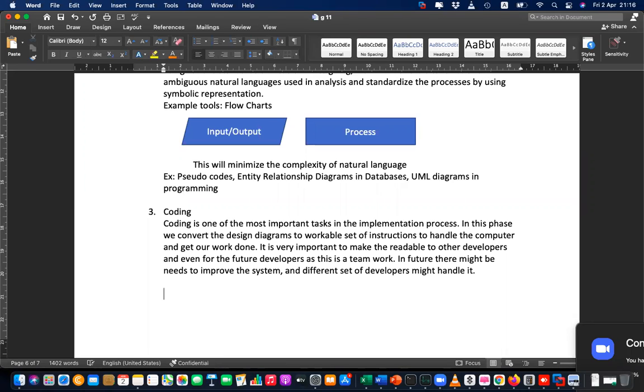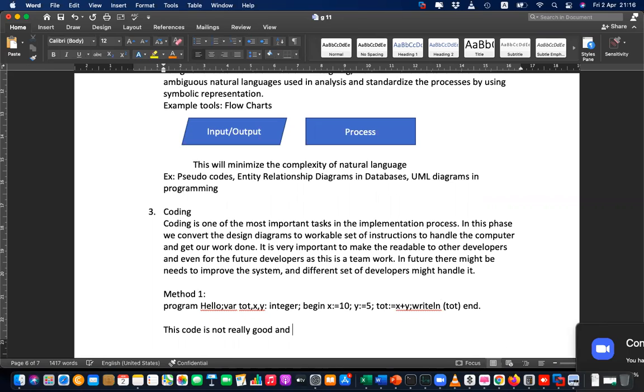Okay, method 1. So please write method 1 and write the code. This code is not really good as it is unclear to readers.